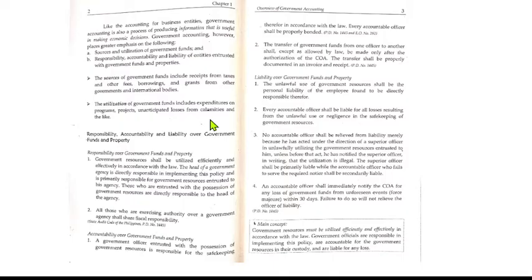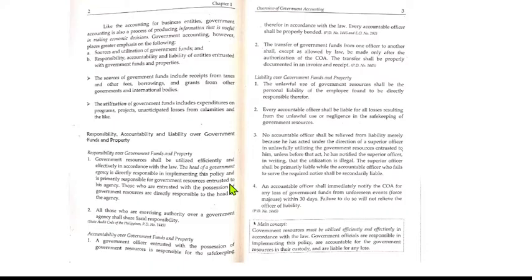So, what are the responsibility, accountability, and liability over government funds and property? When we look at responsibility, it is the responsibility that the officers are entrusted with the efficient utilization and effective discharge of the government resources in accordance with the law. Kaya nga, it is specifically indicated in the manual that the head of a government agency is directly responsible in implementing the policy and primarily responsible for the resources entrusted to that agency.